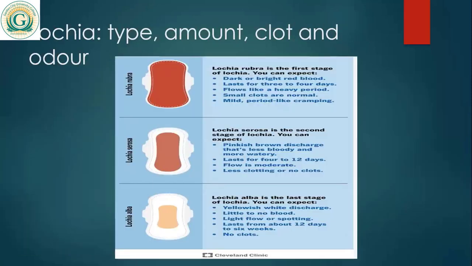Then you teach her proper hygienic technique, that is proper wiping, and that she needs to change her pad frequently, and to report when there is heavy bleeding, when the lochia is offensive, or when the amount is more than that of a period. Let's say if you're in the rubra stage and the amount of blood she has experienced is more than enough, you tell her to report any abnormality or any danger sign in the lochia period. Let's proceed.